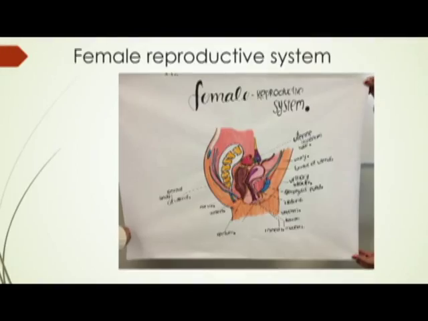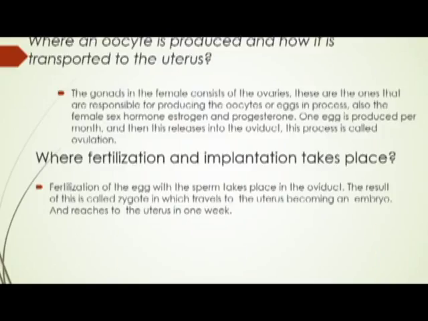Female reproductive system. When an oocyte is produced and how it is transported to the uterus. The gonads in the female consist of the ovaries. These are the ones responsible for producing the oocytes or eggs, and also the female sex hormones estrogen and progesterone.